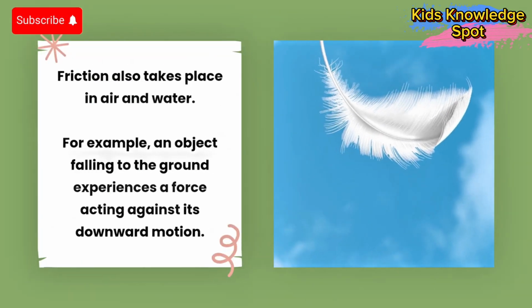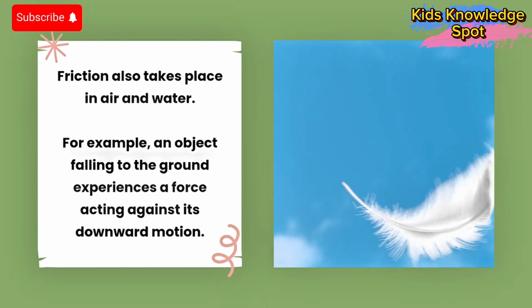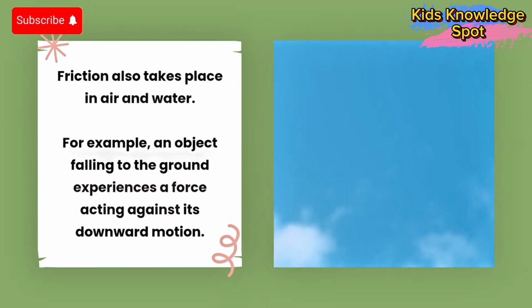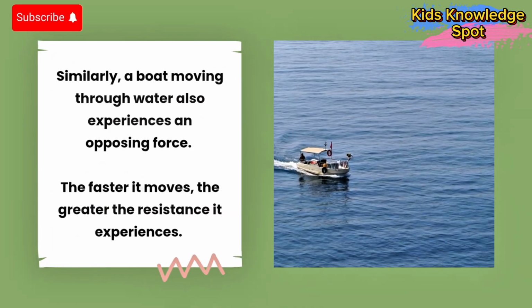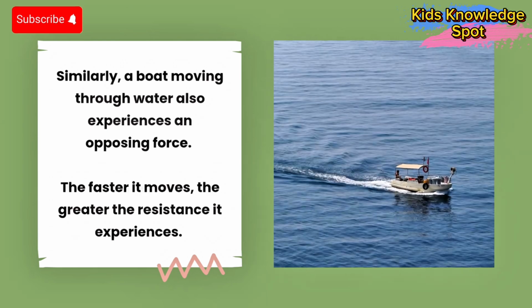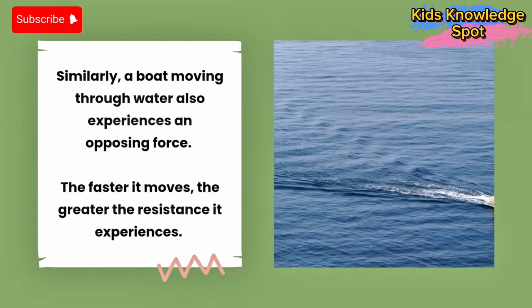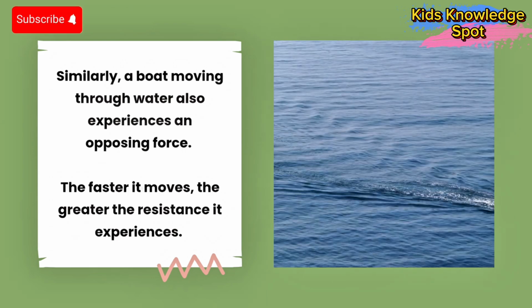Friction also takes place in air and water. For example, an object falling to ground experiences a force acting against its downward motion. Similarly, a boat moving through water also experiences an opposing force. The faster it moves, the greater the resistance it experiences.